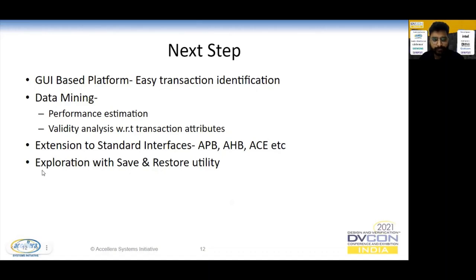Tool performance can further be improved with the save and restore utility, where a snapshot is saved up to a point which is common across all the test cases, and from there the test case reruns. But with this technique, as of now, the tool has not been run, and it is still to be explored.